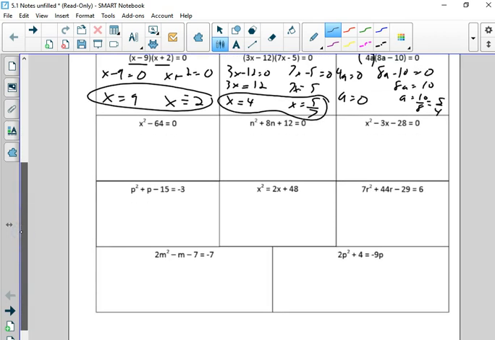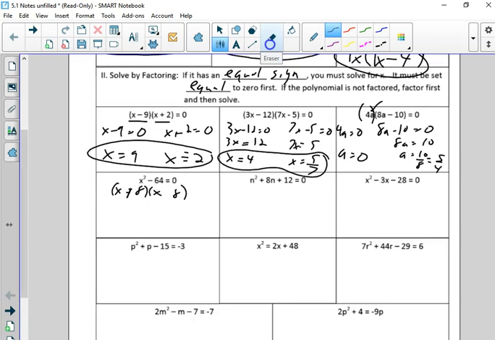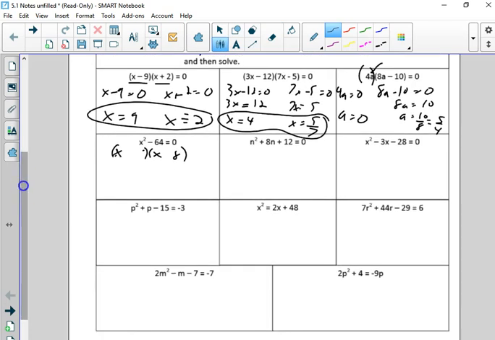Okay, so now we factor and solve. First off, this is the difference of squares. X, 8, 8. X, 8, one plus, one minus. The only difference is, if it has equals 0, it's one extra step. You factor, then solve. Set them both equal to 0. You can kind of see where this is going. X equals negative 8. X equals positive 8.